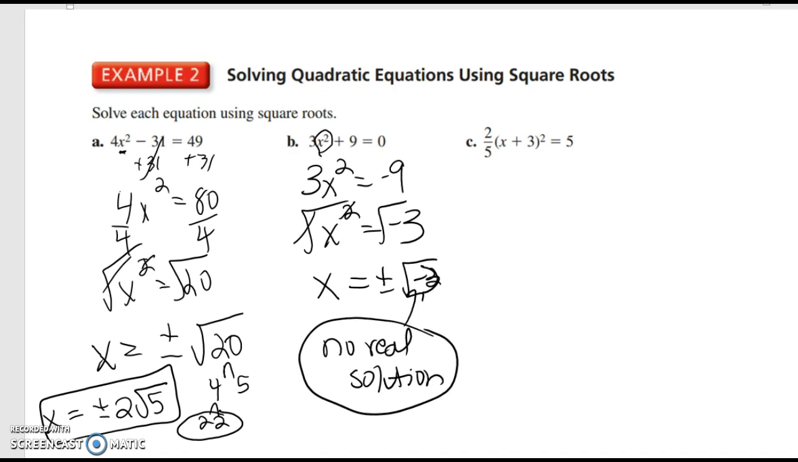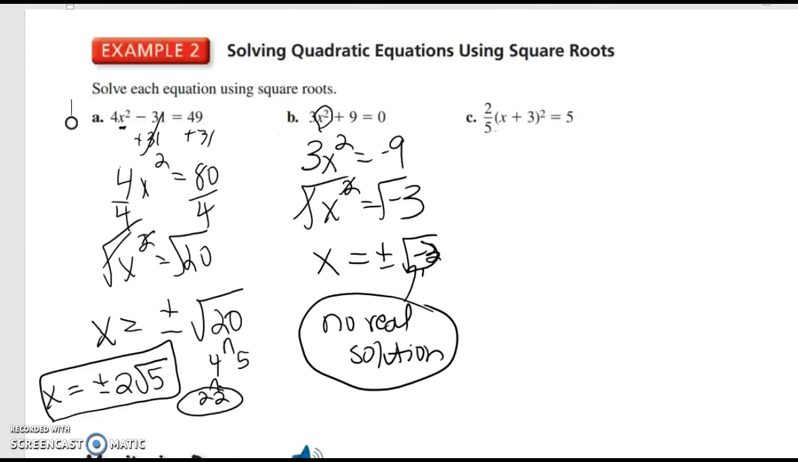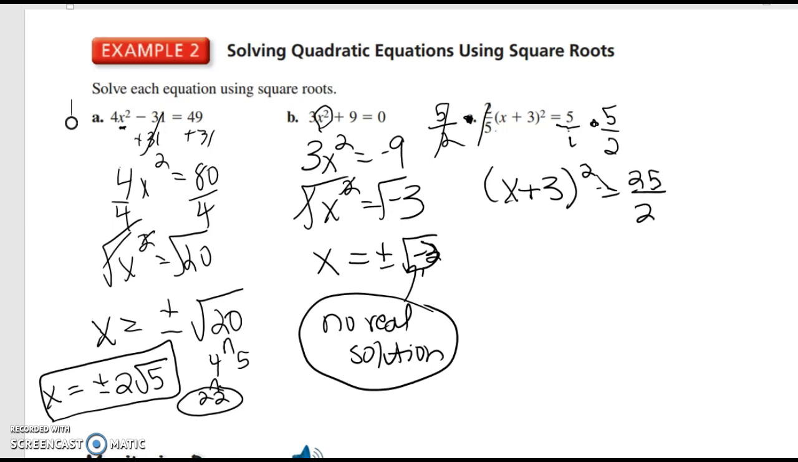Let's look at C. This time, what is being squared here? In this problem, x plus 3 is all being squared. So the first thing we need to do is get rid of the 2/5. You could divide both sides by 2/5, but that's the same as multiplying each side by the reciprocal, or 5/2. So 5/2 times 2/5 will cancel. I'm left with x plus 3 squared equals, here I'm going to multiply 5 times 5 and 2 times 1 and get 25 over 2.